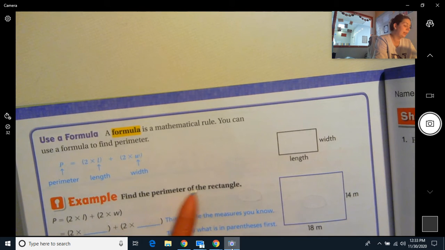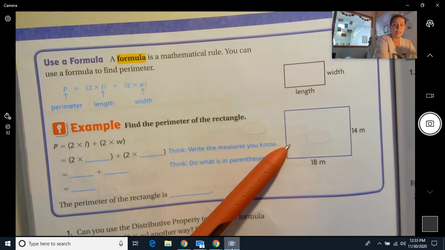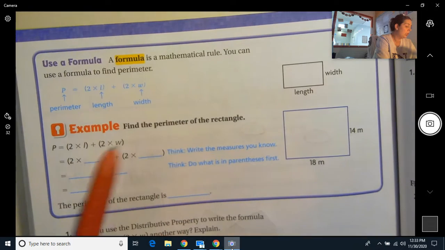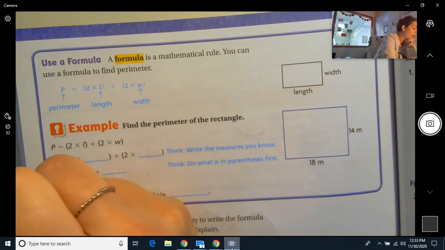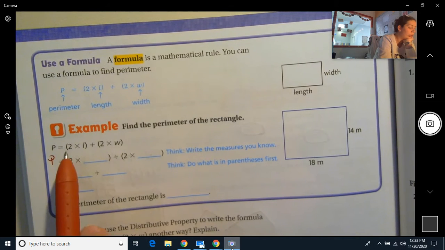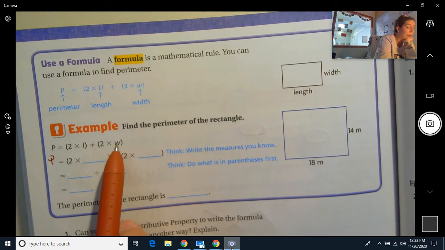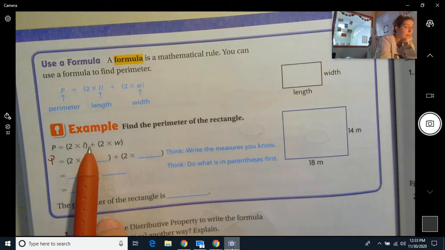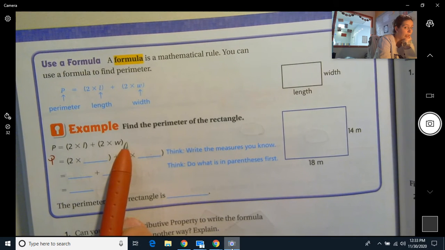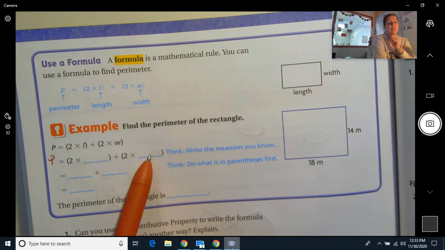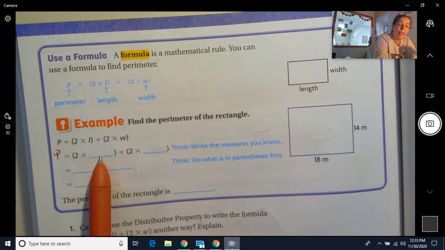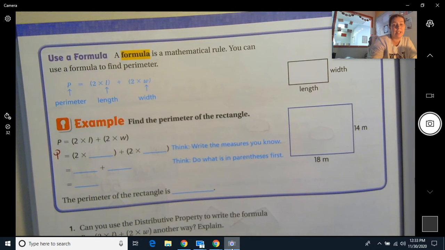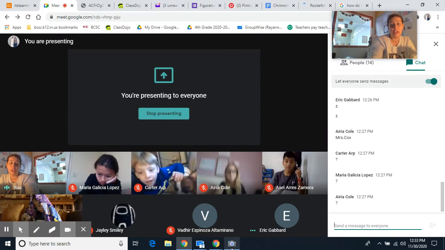So the example, it says find the perimeter of this rectangle, 18 by 14. So I'm going to fill in my formula. So first we're going to write P equals 2 times L plus 2 times W. 2 times the length plus 2 times the width. Now I need to fill in this box, okay? These boxes here. If you would like to answer what goes in this first blank, I need you to comment with a G in the chat.